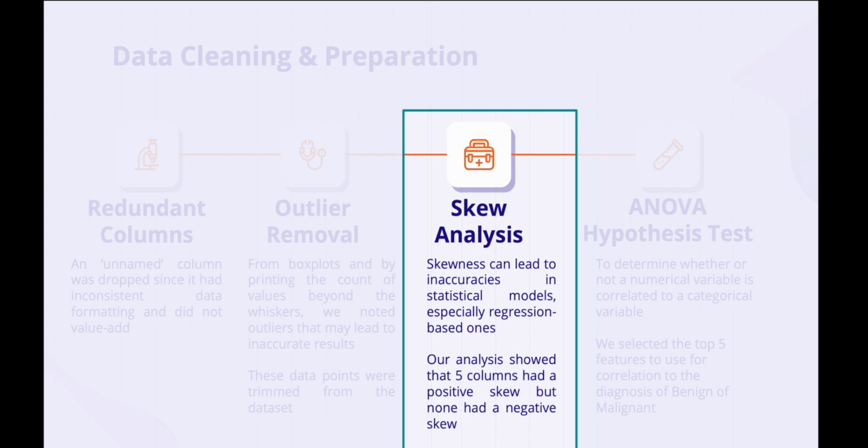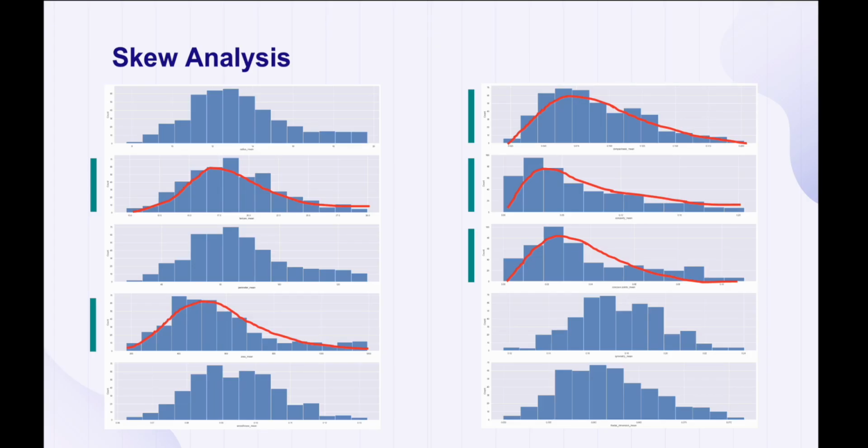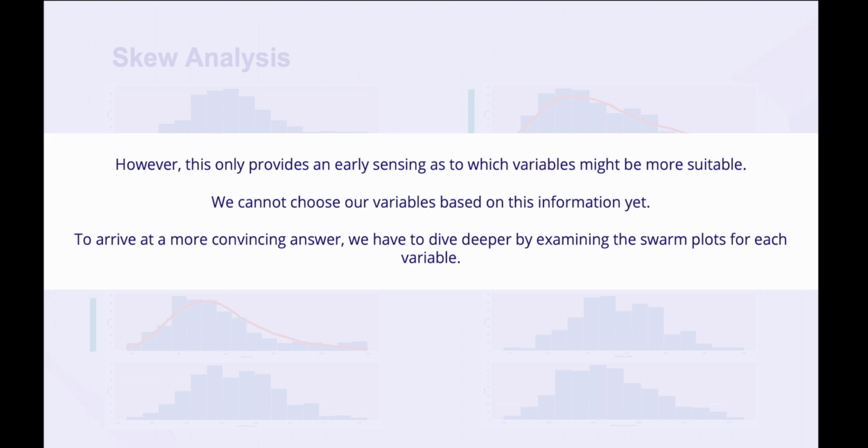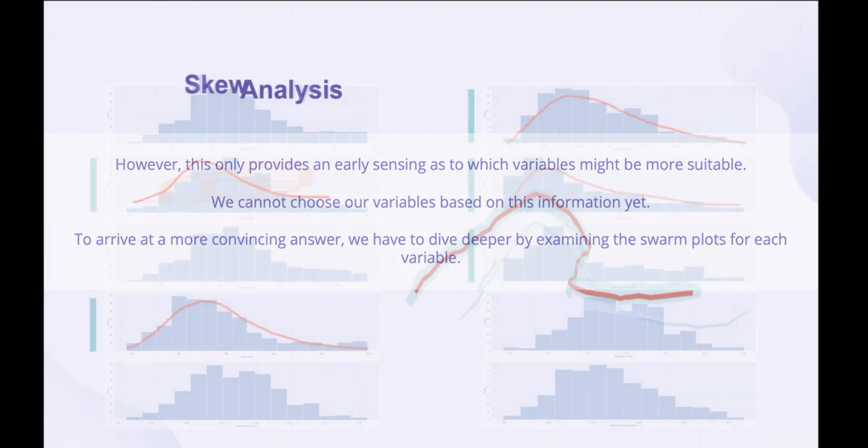Now, this could be quite important since skewness can lead to inaccuracies, particularly in the models that we are using for this project. Looking at the histograms, we realize that there are actually a few variables that exhibit some level of positive skewness, which might be concerning as it might indicate that these variables are not suitable for prediction. However, this is only an initial sensing, and in order to arrive at a more convincing answer, we have to dive deeper using further techniques.